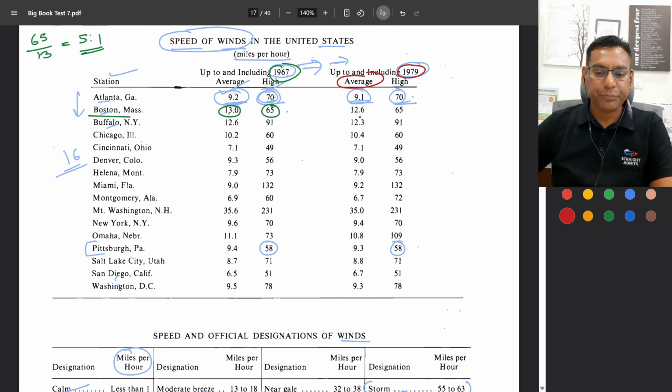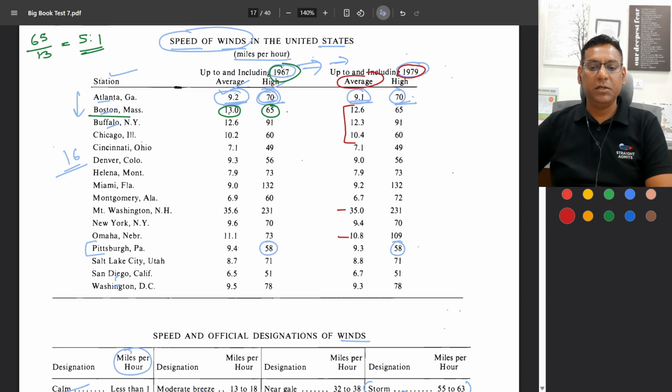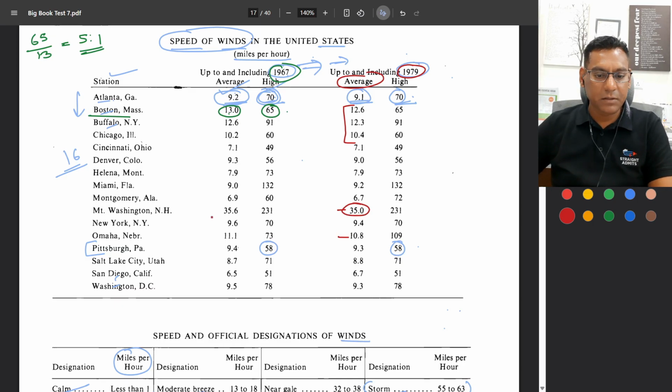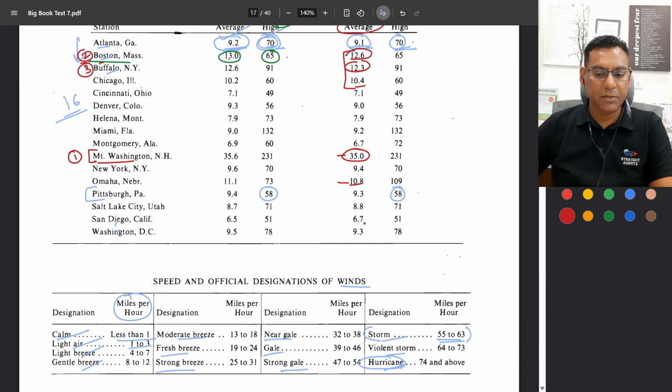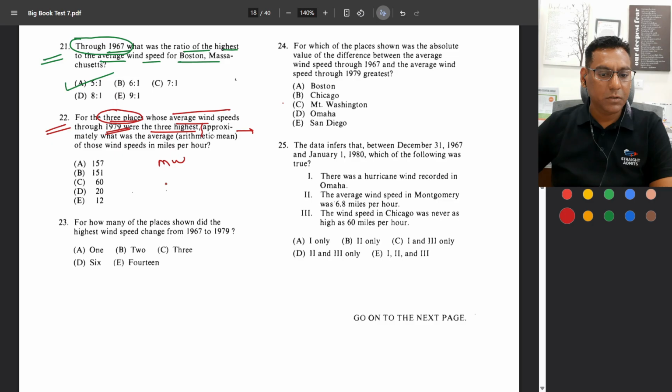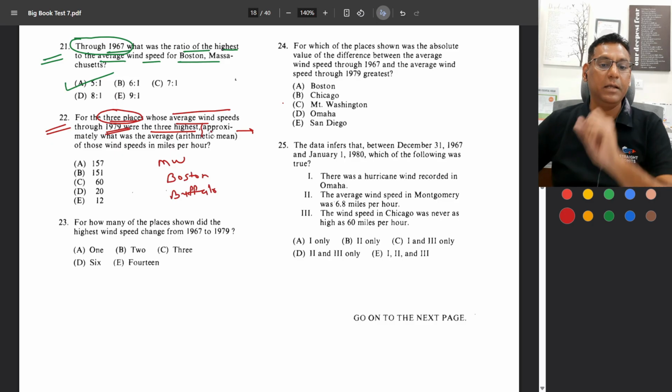Okay, I see that most of them are single digits, so I'll concentrate only on the double digits because I want to find the highest. I get only these five double digits. Within that also 35 is obviously the highest, so this goes as number one. Then I have 12.6, 12.3, and these are 10 point something. So I need the highest three. Second highest is this, third highest is this. So this is second and this is third. Okay. All right. So Mount Washington, Boston, Buffalo. Let me just write it down. Mount Washington, Boston, Buffalo.